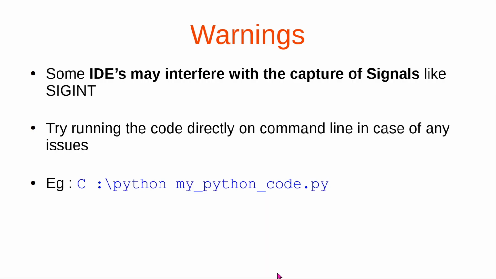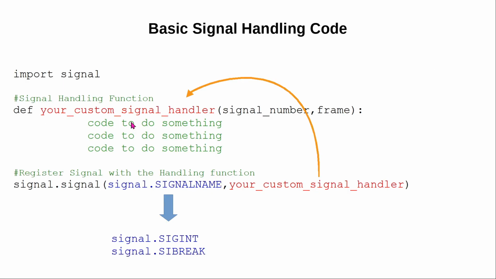Some warnings. Sometimes IDEs like Thonny or IDLE may interfere with the capture of signals like SIGINT. If you are having trouble receiving signals, try running the code directly on the command line. Like this one: python, the name of the interpreter, and then your code directly. Then there won't be any issue. So just in case. Now you have seen the various signals in the Windows and Linux system.